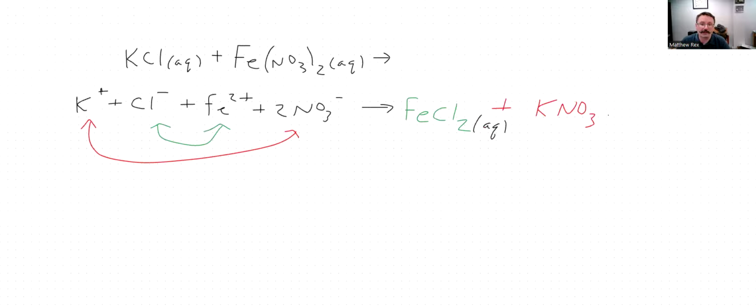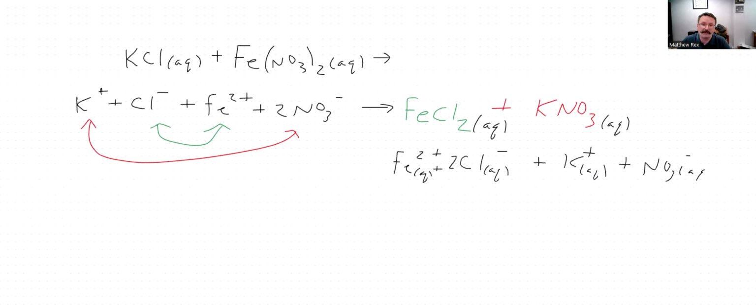If I don't want to include any spectator ions, well, unfortunately, because both of these are soluble, they're going to give me more aqueous ions. I'm going to have K+, aqueous, and NO3-, aqueous. In terms of which ions I have on the reactant side and the product side, they're all identical. There are no solids, no liquids, no gases. There's nothing that comes out of solution.